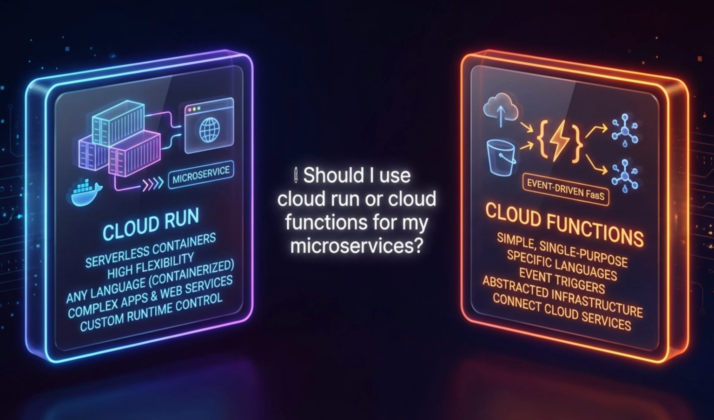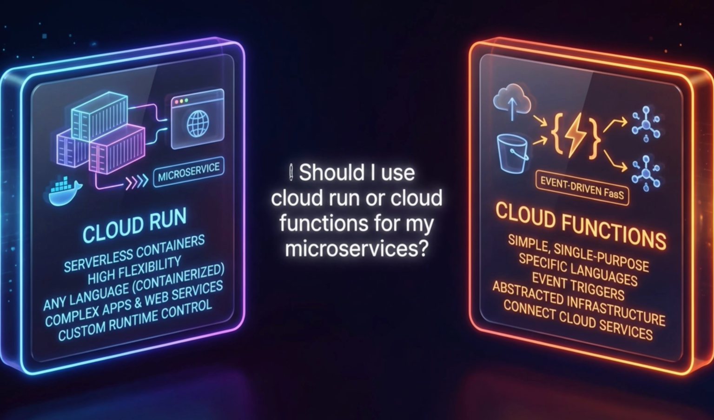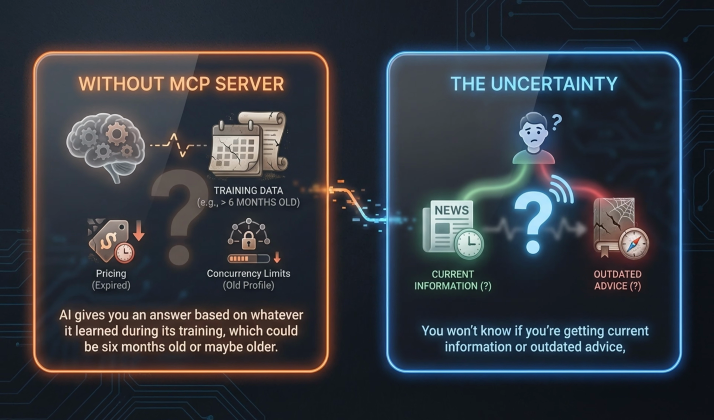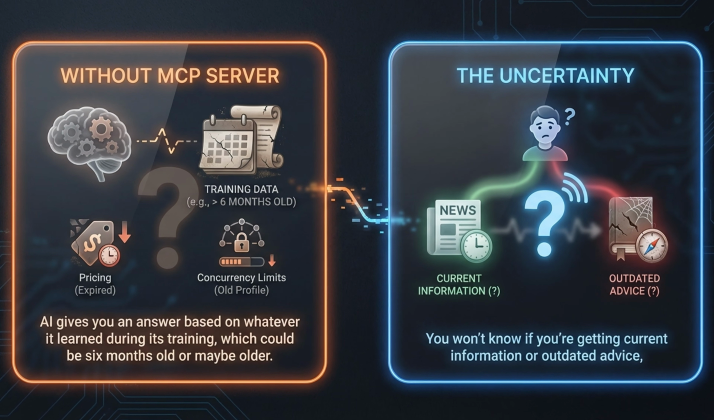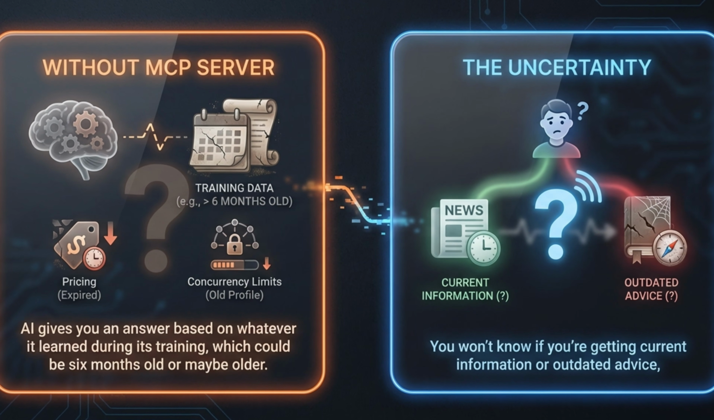Let me explain this with two quick examples. Let's say that you ask your AI, should I use Cloud Run or Cloud Functions for my microservices? Now, without this MCP server, your AI gives you an answer based on whatever it learned during its training, which could be 6 months old or maybe older. Pricing may have changed, concurrency limits might be different now. You won't know if you're getting current information or outdated advice.